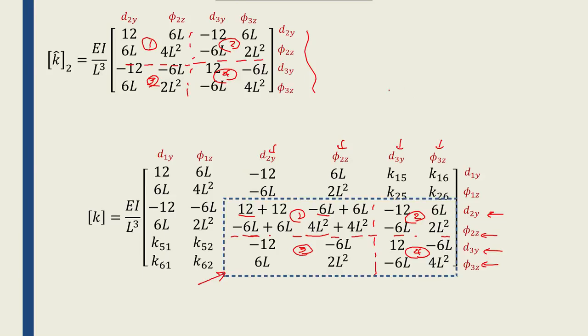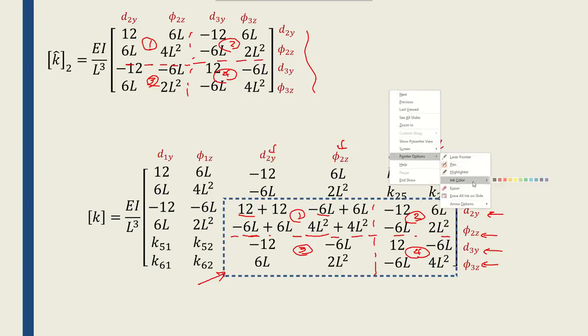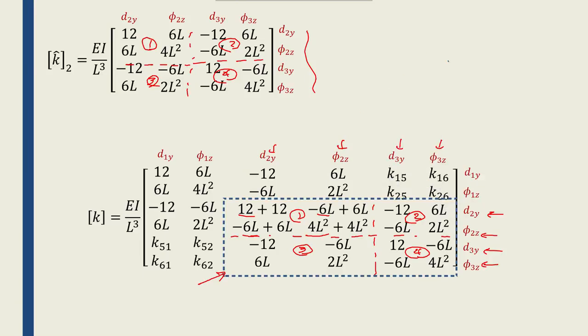Let me change the color of the pen so I can easily make my point across. Now this 12 from portion 1 of the local comes and adds to the previous 12. This 6l comes here, and then this 6l comes here, and this 4l squared comes here. So these will add up. Minus 6l plus 6l will be 0. Again, minus 6l plus 6l becomes 0, and this will be 8l squared.